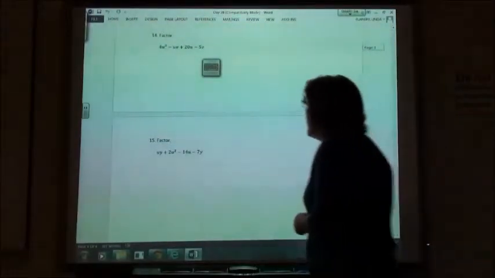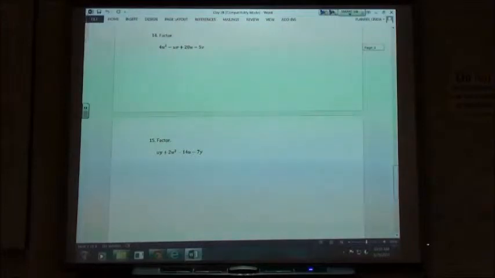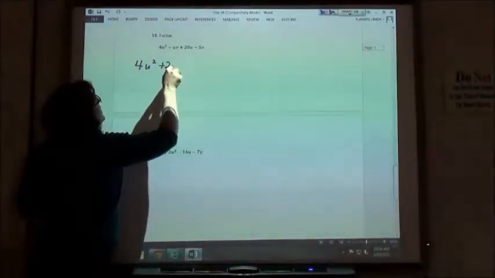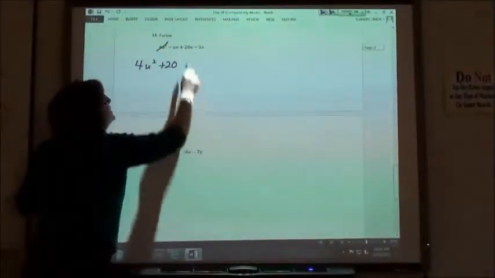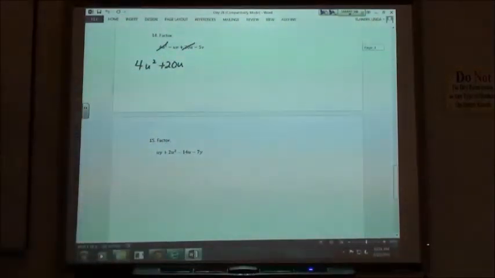So number 14, which two terms should we start with? Which two terms would be good ones to group together? 4u squared and plus 20u. 4u squared plus the 20u. I always like to start with the one with the highest exponent and put it with the one that has the most in common, but I better put my u behind there.